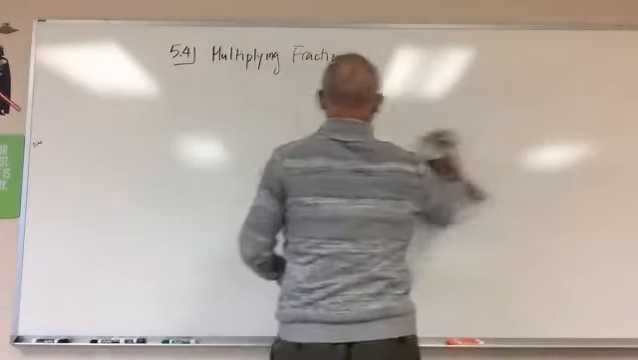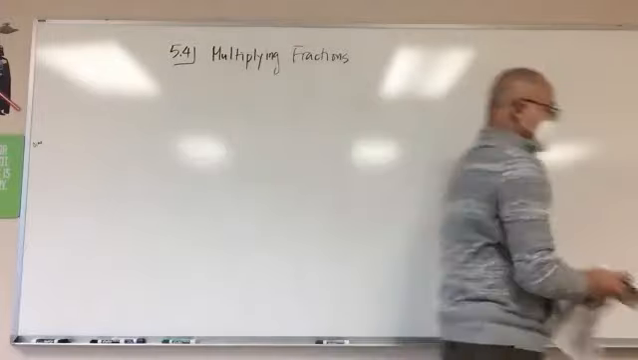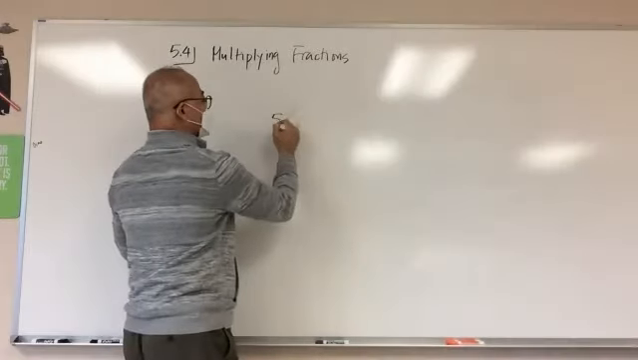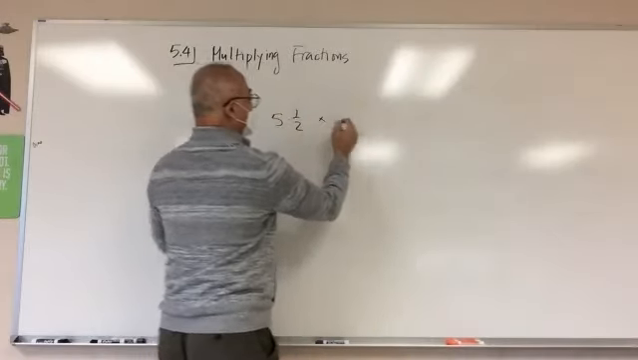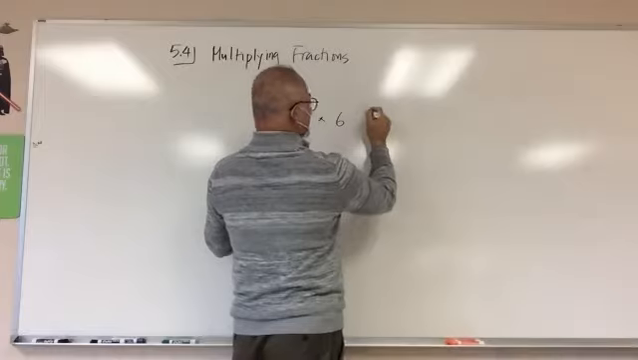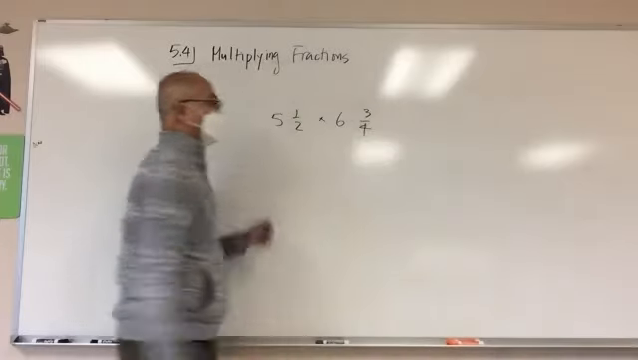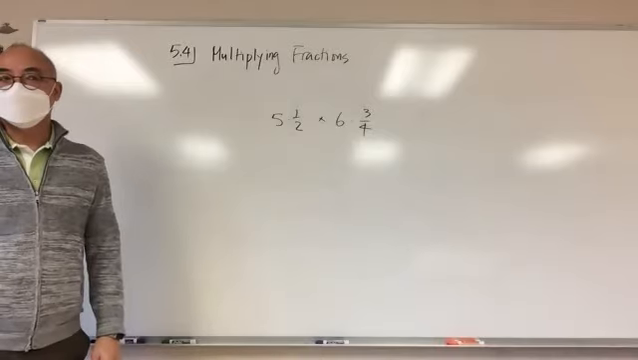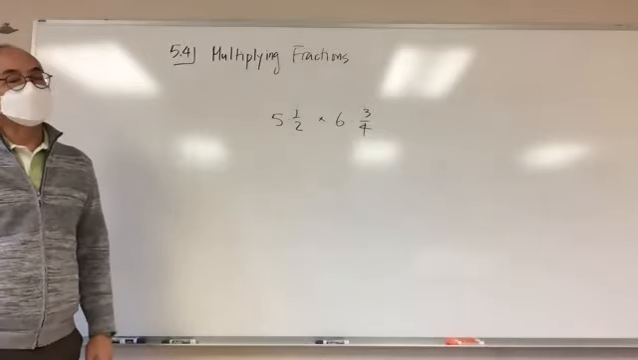So what do we do if we have mixed numbers in here and we're multiplying them? If I had mixed fractions, 5 1/2 times 6 times 3/4. How would I do that? Cooper, what would I do?